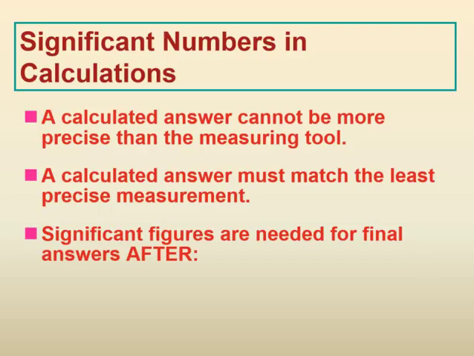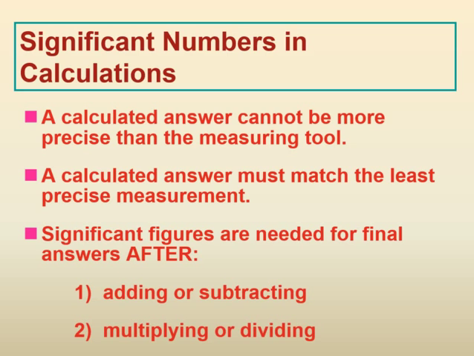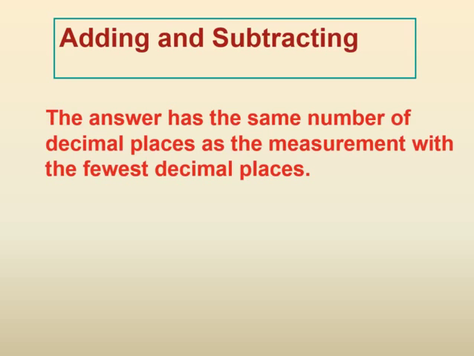Okay. Now there are 2 different sets of rules here when doing calculations. There are rules for significant figures if you're doing adding and subtracting, and then there's a different set of rules if you're doing multiplication or division. Rules for addition and subtraction: the answer has the same number of decimal places as the measurement with the fewest decimal places. Here we go. We have 25.2, which has 1 decimal place.